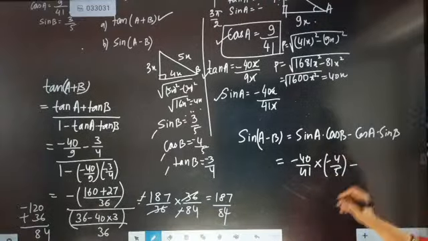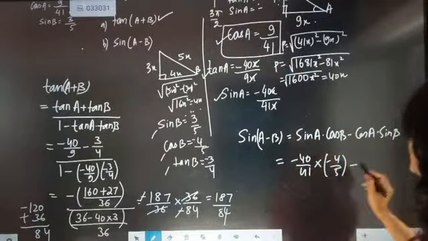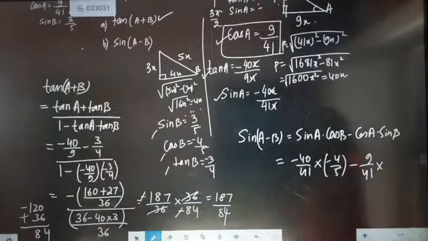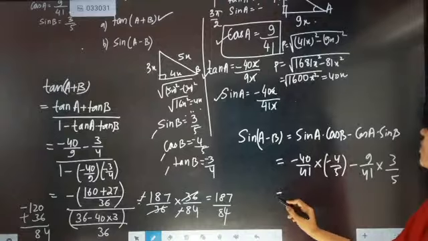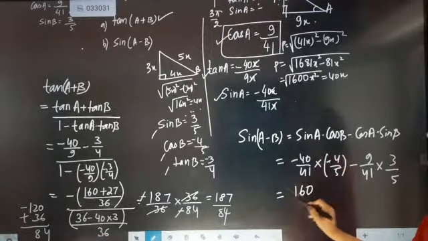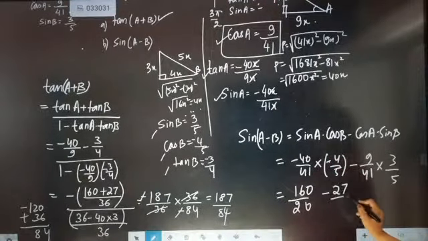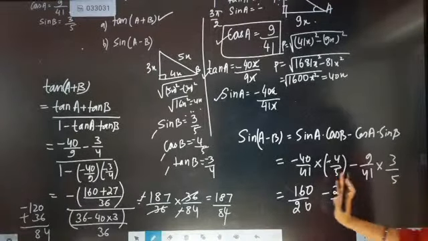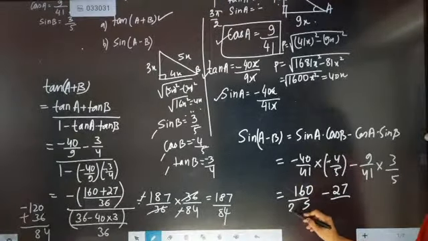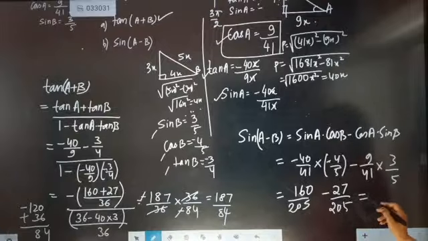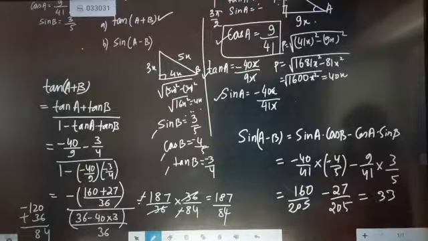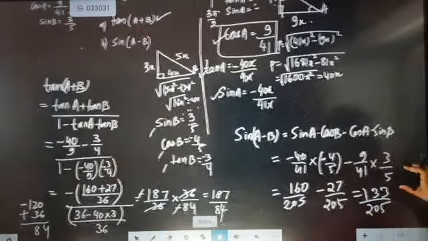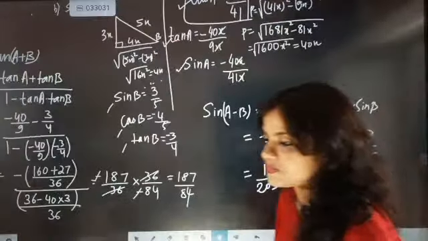Now here minus cos a. Cos a is 9 by 41 into sine b. Sine b is positive, that is 3 by 5. So now minus into minus plus 160 by 205 minus 27 by 205. 5 ones are 5, 5 fours are 20, so 205. Now here 160 minus 27 will become 133. So 133 by 205. I hope you have understood how to handle the question.